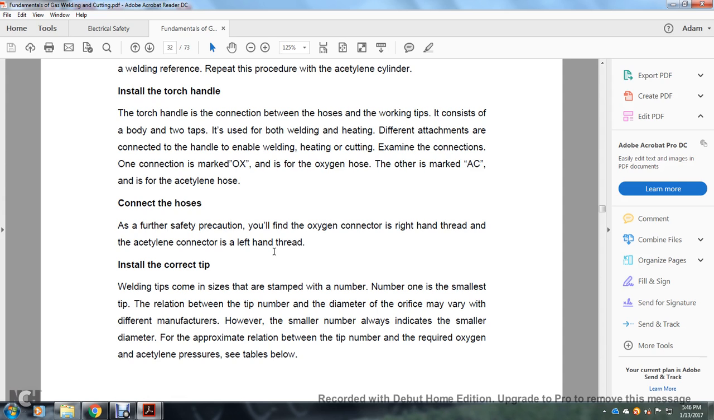Examine the connections. One connection is marked OX for the oxygen hose. The other is marked AT for the acetylene hose. Connect those. As a further safety precaution, you will find that the oxygen connector is a right-hand thread and the acetylene connector is a left-hand thread. Install the correct tip.